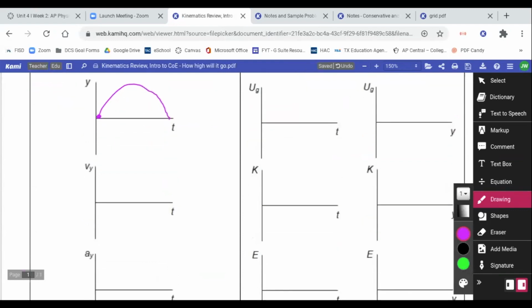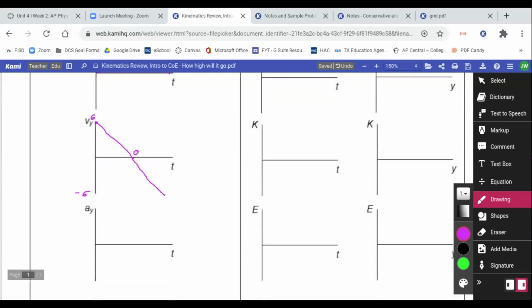Our velocity in the y direction over time, we started at, this would be 6. At the halfway point, it was 0. And then as he came down, he went to -6. Because we know that when he gets back to his starting point, the magnitude of the velocity is the same, just in the opposite direction.